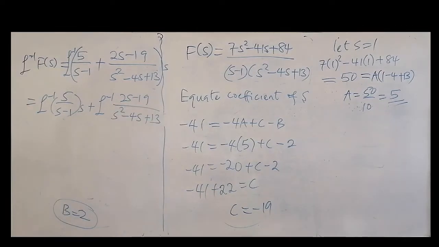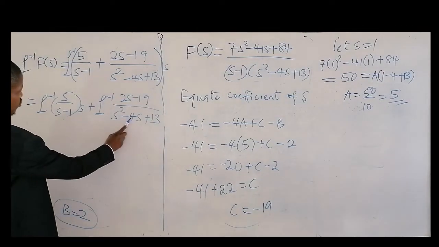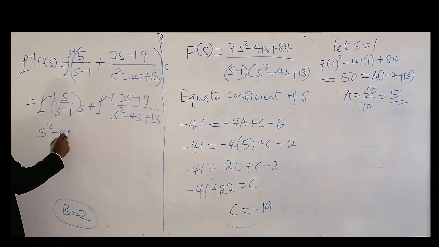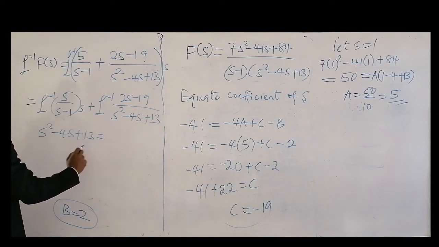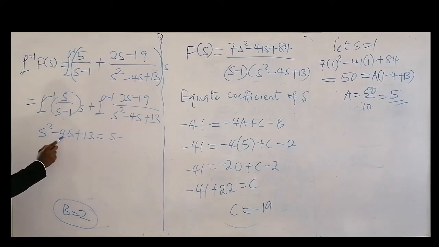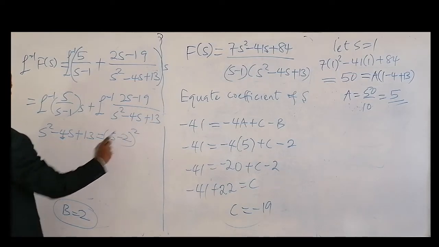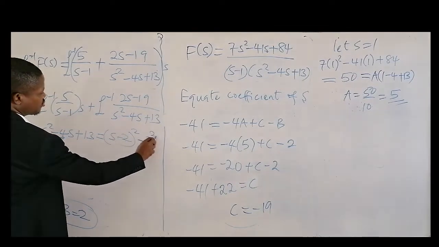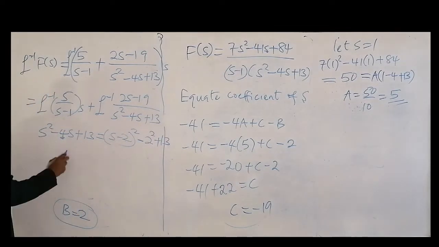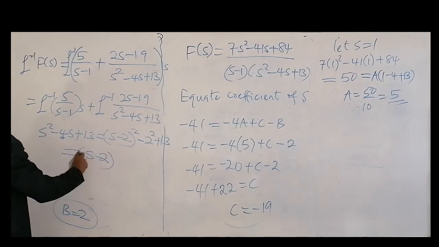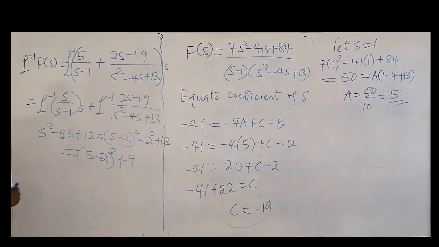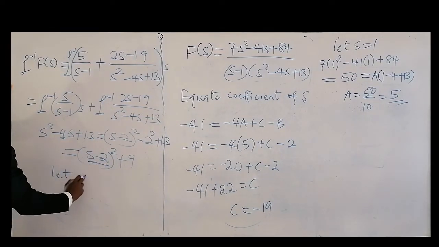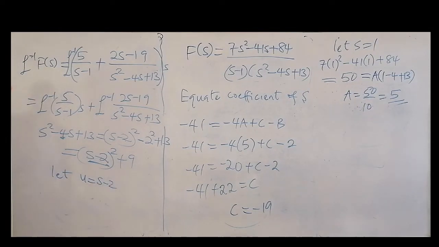What we are going to do now is to turn this one to a perfect square, and that will be equal to half of this is 2, square that. Then whatever you are adding here, you take it outside, that's minus 2 squared plus 13. So we are now having this as a perfect square plus 9. So let's now come back and substitute. Let's call this u.